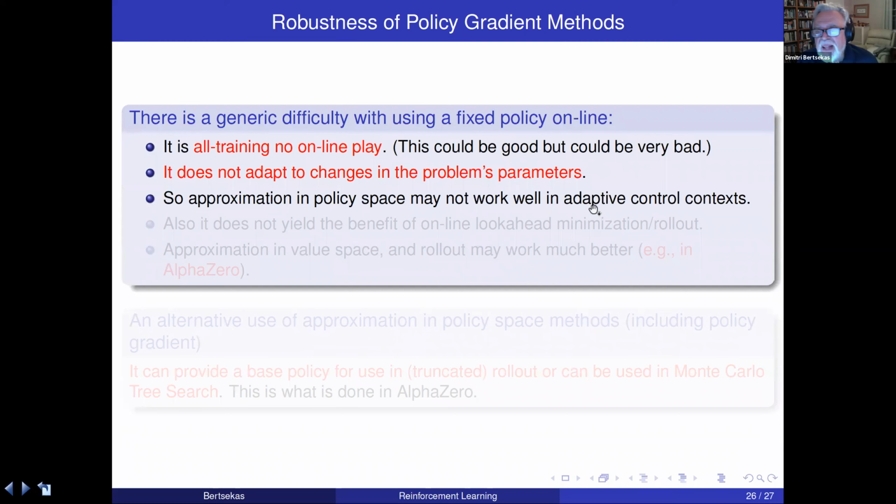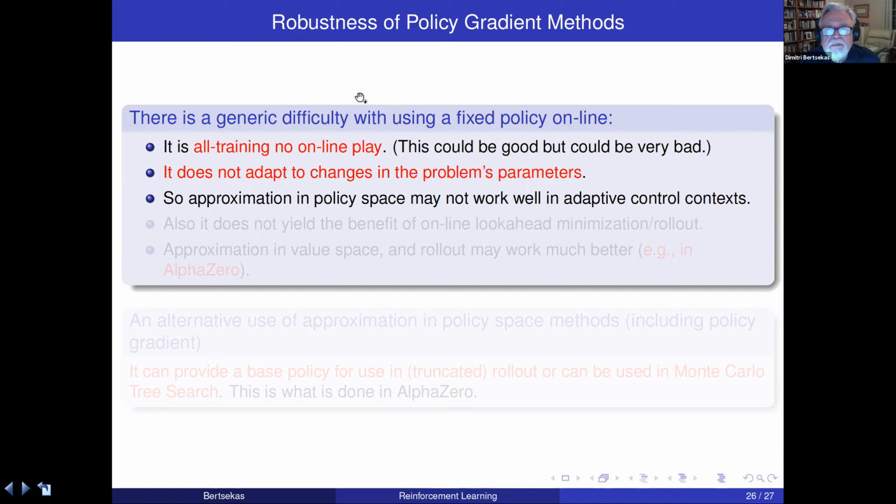So if you have an adaptive control context where the system parameters change with time, then a policy gradient method is not very good because it is going to encounter a system that it has not met before, through these parameter changes.